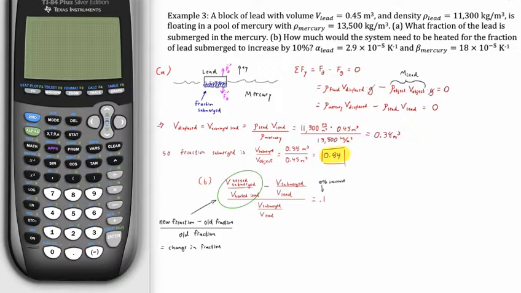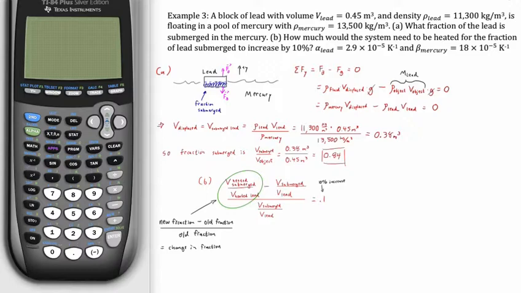That is our 0.84. Now the new fraction is the heated one. It would be the volume heated submerged over the total volume of heated lead, with the volume of heated lead in the denominator and the volume of heated submerged in the numerator. So how do we deal with that heated submerged and heated lead? Heated lead seems easy enough. It's simply going to be the total volume of the lead. But how do we calculate heated submerged?